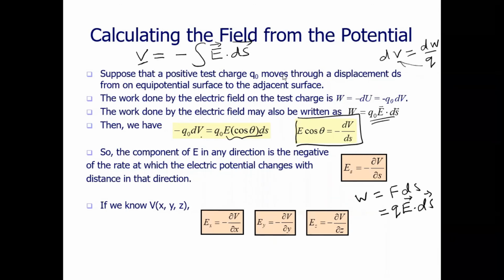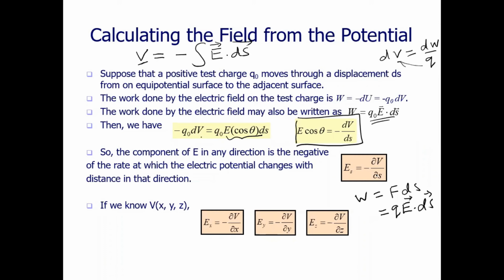I repeat, the component of the electric field in any direction is the negative of the rate at which the electric potential changes with distance in that particular direction. So in short, we are saying that E_s, remember E_s is basically the component of the electric field in a certain direction, is just the rate at which the potential changes in that particular direction.